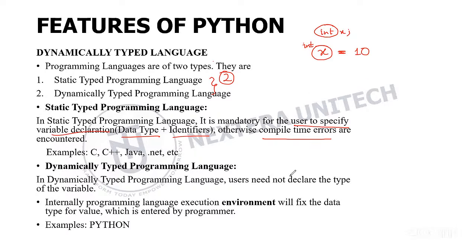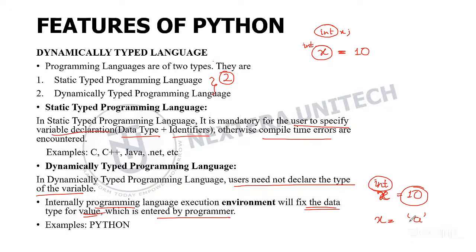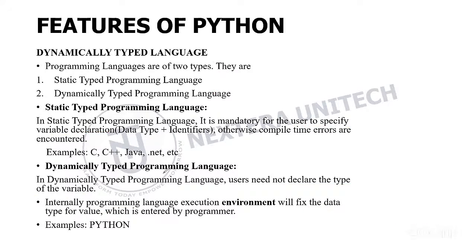But when it comes to dynamically typed programming languages, the users do not need to declare the type of the variable. Internally, the programming language execution environment will itself fix the data type for the value entered by the programmer. So when it comes to Python, when you give x equals 10, it will internally fix the data type to int, because this is an integer value. And if you give x equals ABC, let's say, it will take it as a string automatically. You don't need to declare it manually. So Python is a dynamically typed programming language.